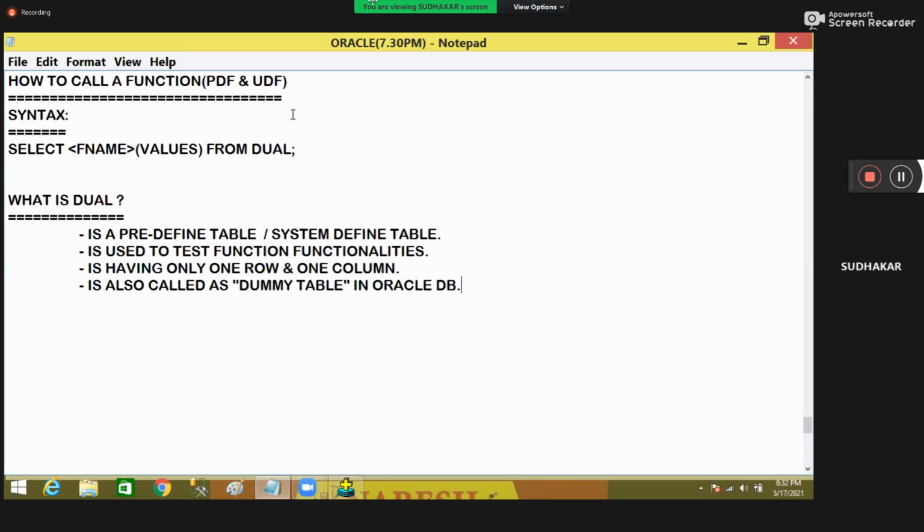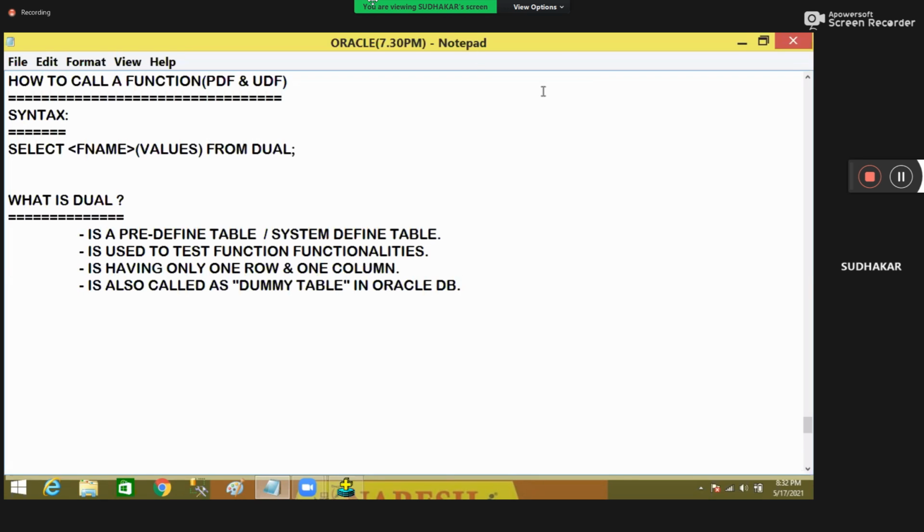Dummy means what now? Some useless thing, where there is no use or no meaning. That is called a dummy. There is no meaning of that and no use of that. It is just a name given by the people in your database. So dummy, yes, it's like a fake table.